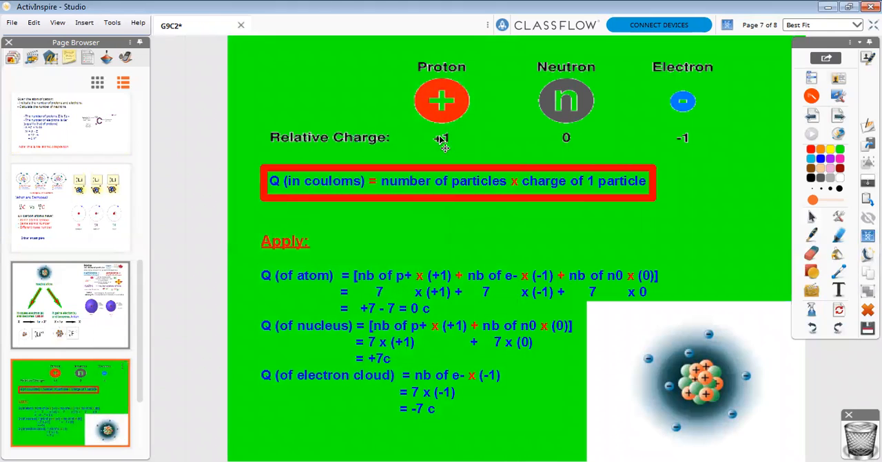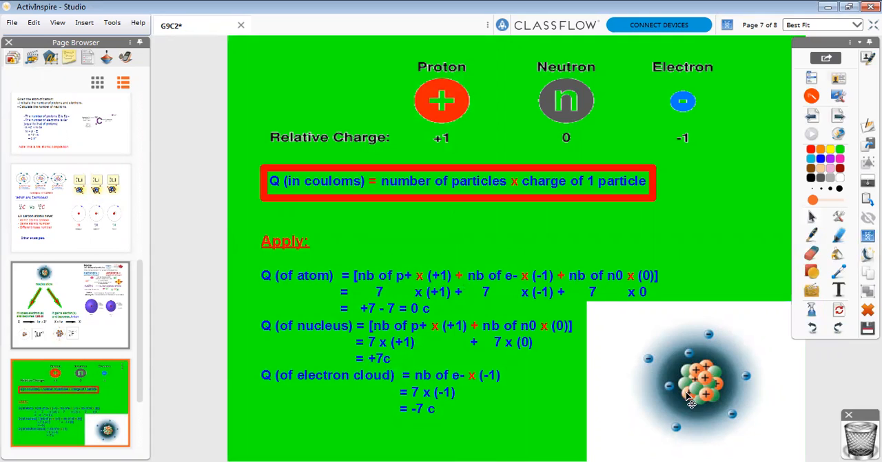Okay, the relative charge. You know that the proton has a relative charge of +1, the neutron 0, and the electron -1. The relative charge is represented by the letter Q and measured in Coulomb. It is equal in general to the number of particles multiplied by the charge of one particle. Applying this, the charge of the atom means the number of protons multiplied by the charge of one proton, plus the number of electrons multiplied by the charge of an electron, plus the number of neutrons multiplied by the charge of a neutron.